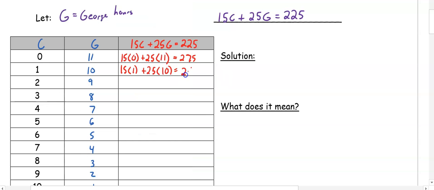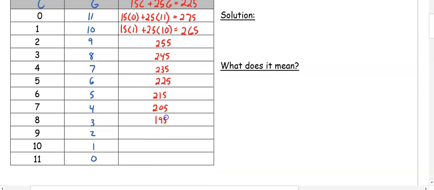That's going to get us 265. If you notice that the numbers are counting down by tens, you can just keep that pattern going. So we have 255, 245, 235, 225, 215, 205, 195, 185, 175, 165. So just to double check then, we need a row that equals 225, which is 5, 6.